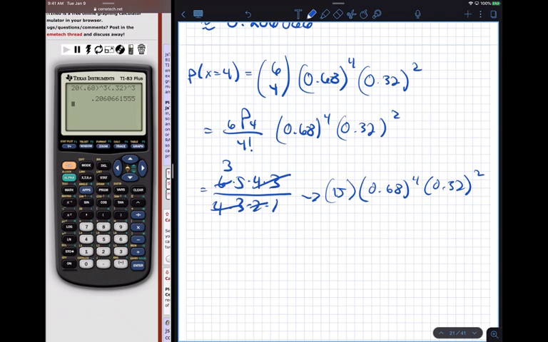I want to check it really quickly. So if we did 6, math, probability, number 3, 6 choose 4, the answer should be 15. Okay. So then we're going to do 15 times 0.68 to the power of 4 times 0.32 squared. There's even a faster way than the combination. This is approximately 0.328418.